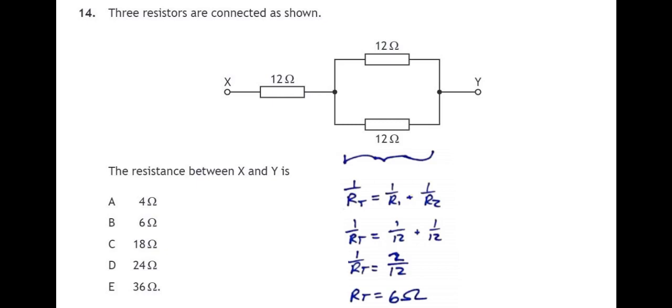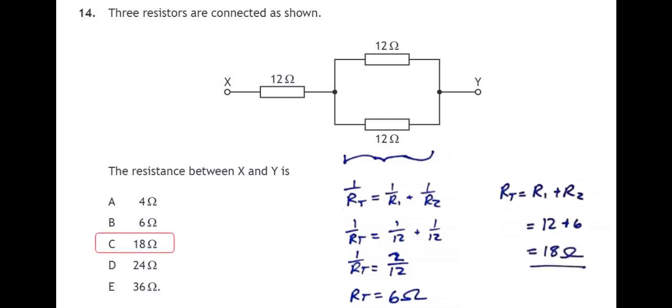Then this arrangement of two 12s, which makes 6 in parallel, is now in series with the other 12 ohm resistor. So we need to apply the series circuit formula. 12 plus 6, which is 18 ohms. Answer C.